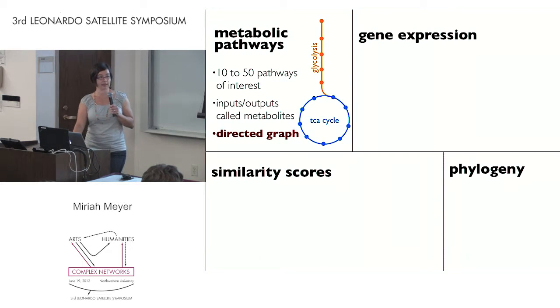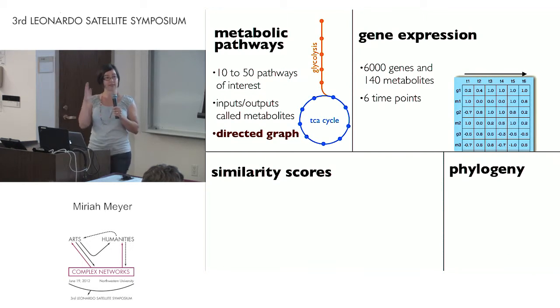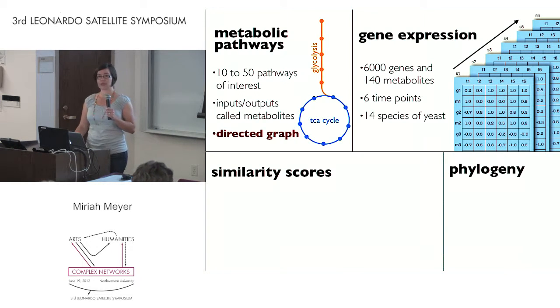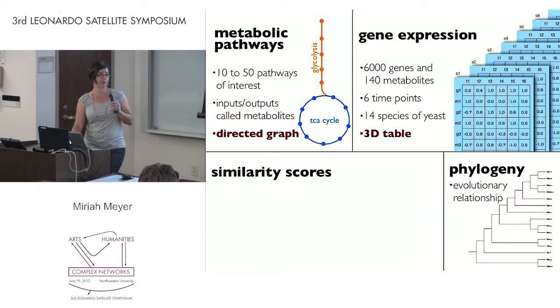They also had collected lots of gene expression data for 6,000 genes and 140 metabolites. They'd done so at 6 different time points in the growth cycle of yeast, and collected this for 14 related species of yeast. And this information was represented as a 3D table of values. So then they had the phylogeny of these species, which basically represented their evolutionary relationship. This data is represented as a binary tree.